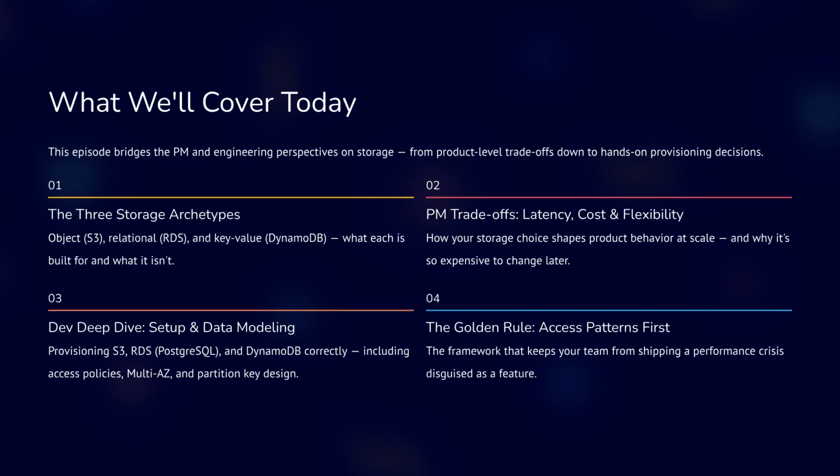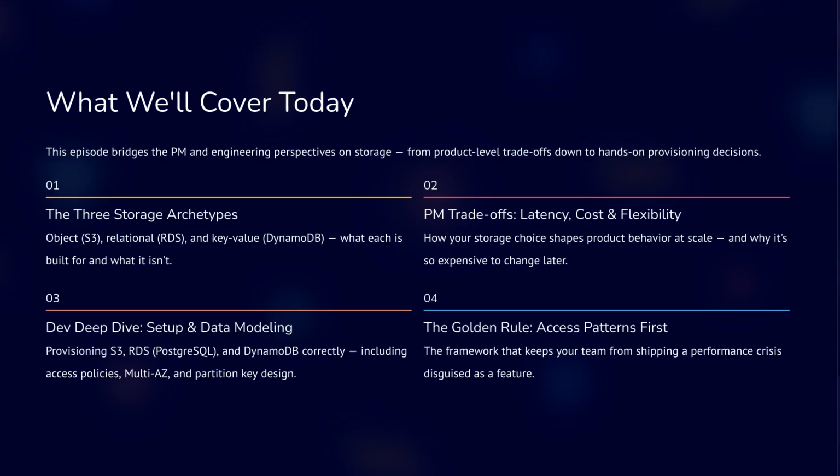This episode bridges the perspectives of product management and engineering, covering trade-offs and provisioning decisions. We'll start with the 3 storage archetypes: object storage, relational databases, and key value stores. We'll then discuss key PM trade-offs like latency, cost, and flexibility, followed by a dev deep dive into setup and data modeling. Finally, we'll cover the golden rule of prioritizing access pattern.